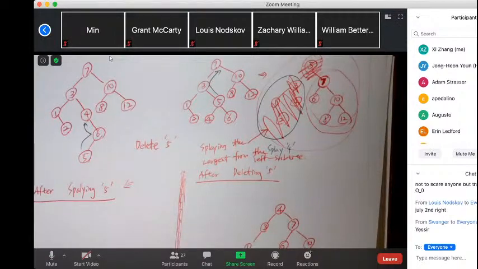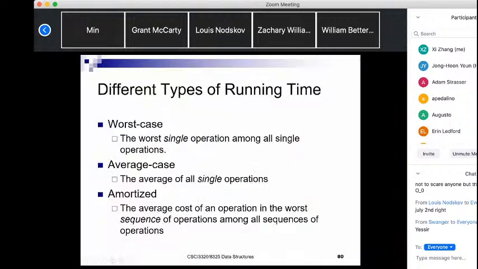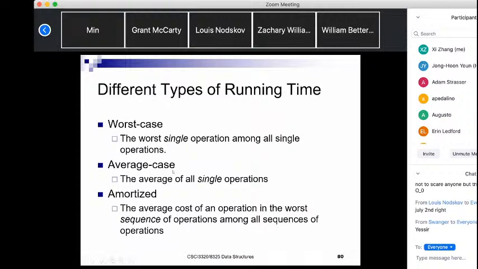Okay. Let me go back to my lecture slide then. So we are done with the deletion operation, and we need to talk about the execution time. Here we use a slightly different execution time measurement. Up to this point, we talked about worst case and average case. But here we introduce something called amortized complexity.